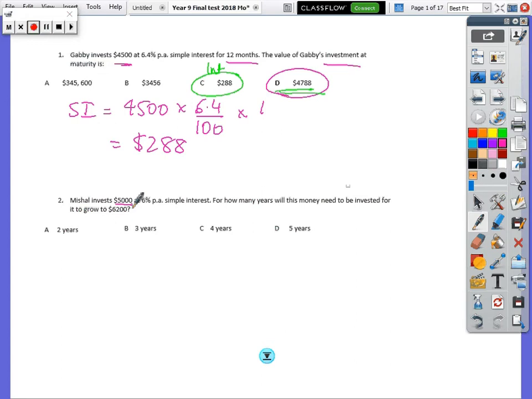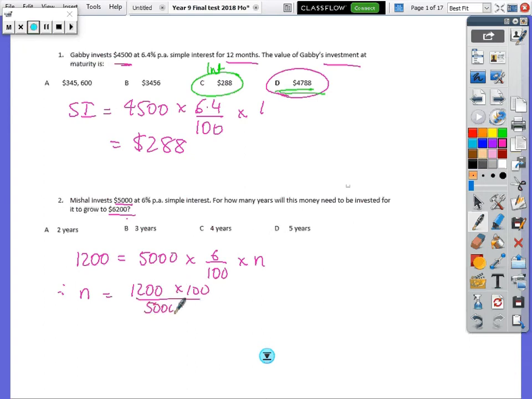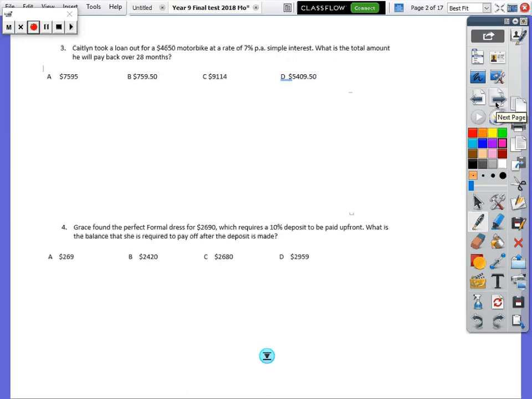So she has $5,000. It grows to 6,200. So that means we've got $1,200 interest. The difference between those two numbers equals 5,000 times 6 over 100 times the number of years, and so the number of years equals 1,200, cross multiply by 100, and then divide by 5,000 times 6 in brackets, and that equaled 4 years. Okay, next one.